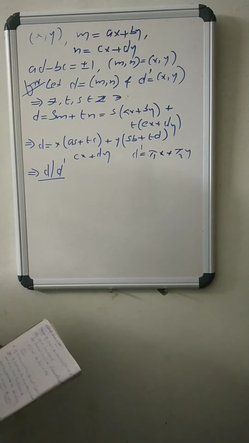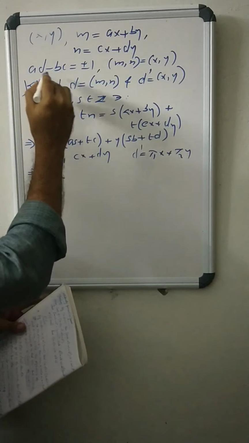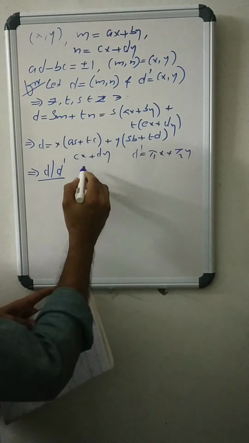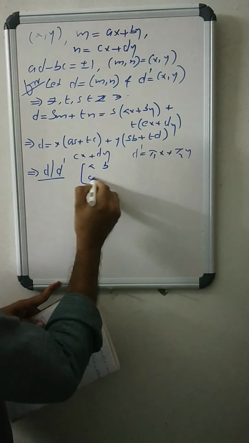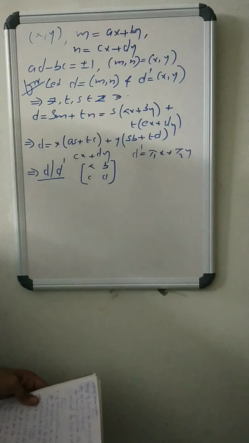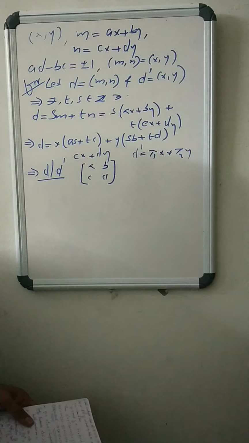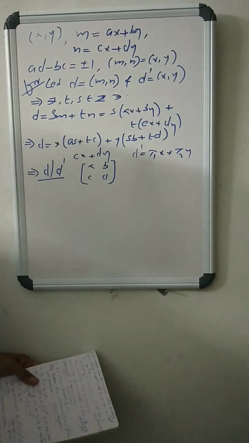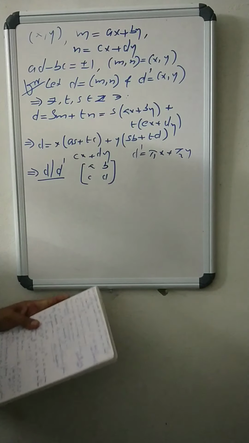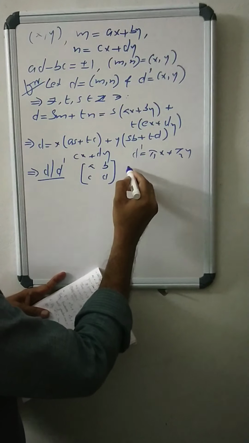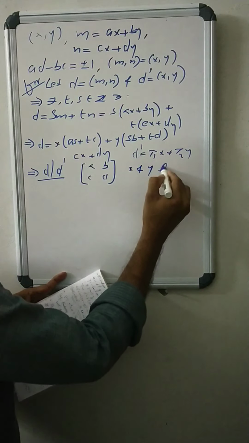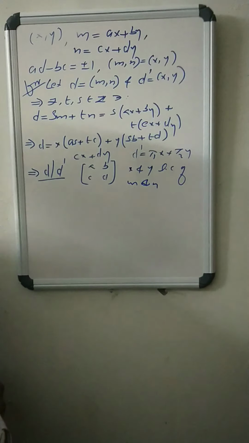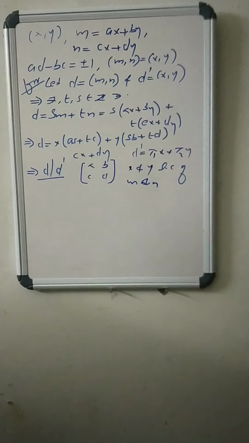Again, it is given that ad minus bc equals plus or minus 1. This means the linear transformation of the matrix abcd is invertible. Why? Because a, b, c, d are integers and ad minus bc is plus or minus 1. Thus we can write x and y as a linear combination of m and n.